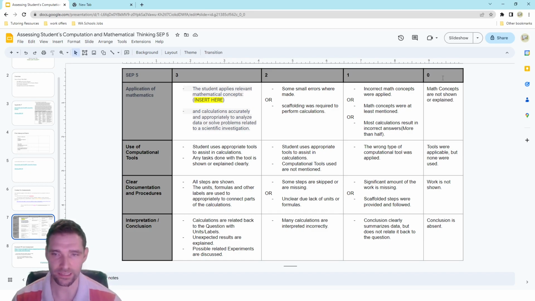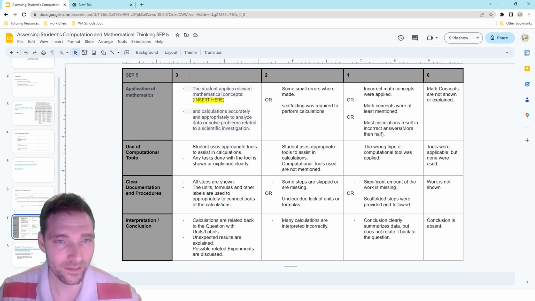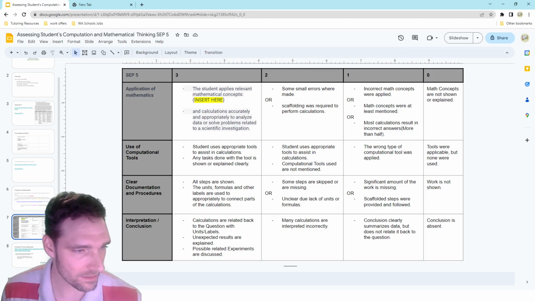So you can get an idea that they're never going to get a 0 for stuff that was done wrong. If they've done anything, they should be getting a 1. Most students should be able to get a 2. 3 is going to be tricky, but definitely achievable for everyone with enough time and feedback. Yeah, that's the main idea.